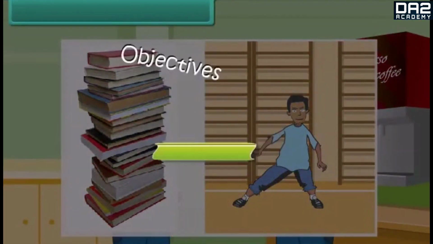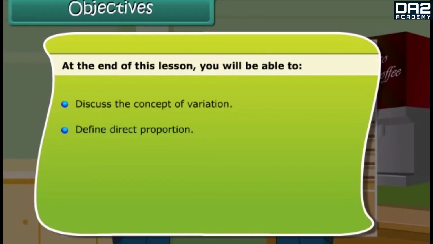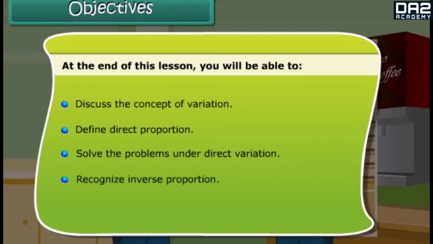Objectives. At the end of this lesson, you'll be able to discuss the concept of variation, define direct proportion, solve the problems under direct variation, recognize inverse proportion, and evaluate problems under inverse proportion.